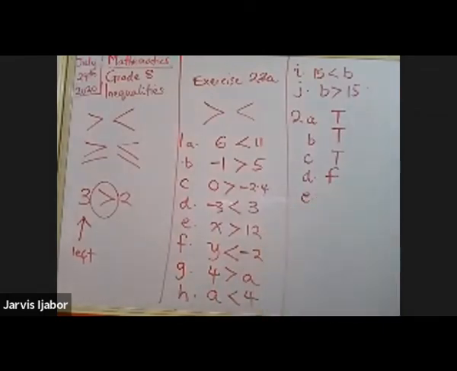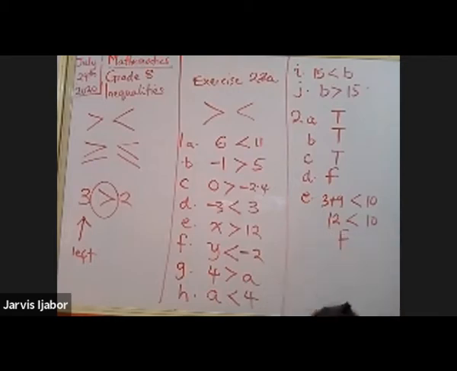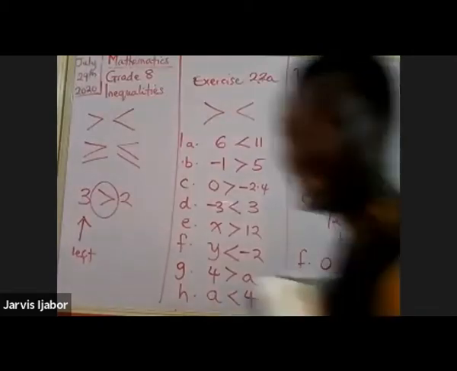E, you have 3 plus 9 is 10 is greater than this. It's not possible, so this is false. Let's go to F. In F, 0 is greater than negative 4 minus 3. This is correct because a negative number will always be less than a positive number, and a positive number will always outweigh a negative number.